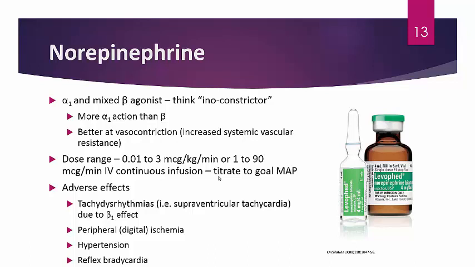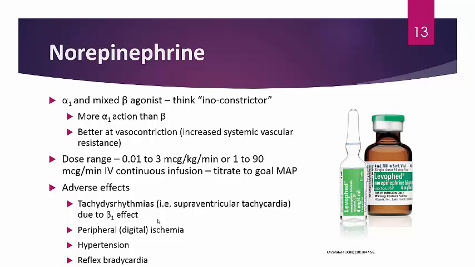Some adverse effects of norepinephrine specifically is that it can result in tachydysrhythmias as a result of its action on beta-1 receptors, which are, again, on the heart. And this can result in supraventricular tachycardias due to the beta-1 effect. And as a result of this, if you develop these tachydysrhythmias such as SVT, you'll want to titrate this medication off.